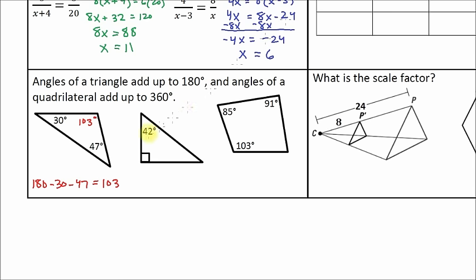Let's try the next one. If I know this is 90 degrees, it's a right angle, and that's 42, I'm going to take 180 minus 90 minus 42, and that's going to equal 48. So this is 48 degrees. And now we have a quadrilateral. Quadrilaterals add up to 360 degrees. So to find this missing angle measure, I would take 360 minus 85 minus 91 minus 103 equals, put that in your calculator, and you should get 81. So that's 81 degrees. So we can find missing measures of quadrilaterals and triangles.